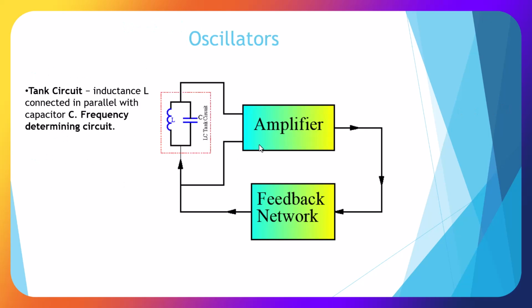Here's an oscillator using a tank circuit, which is an inductor and capacitor, and they resonate at their resonant frequency depending on the impedance of both devices. They need to be amplified, and they need a feedback network. And the amplifier, so the gain of this device, has to be more than 1 in order to oscillate.